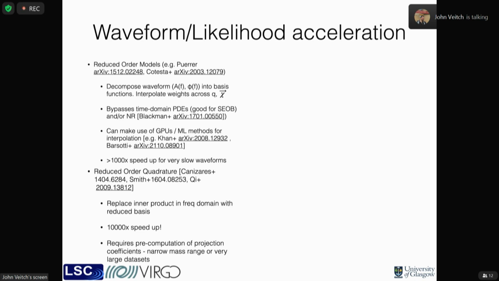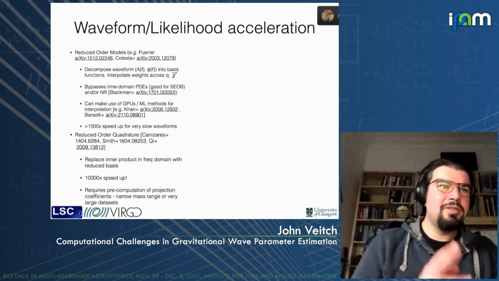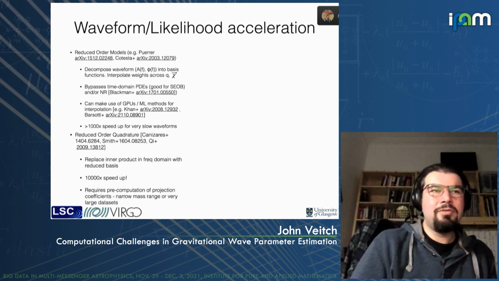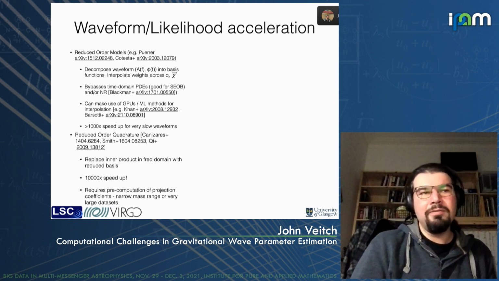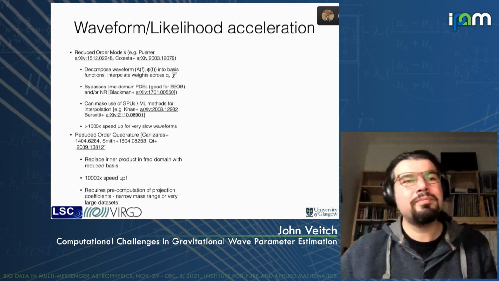And that's even faster than reduced order models, because for reduced order models, you're accelerating the waveform. Reduced order quadrature, you're accelerating the entire likelihood function. You don't have to do the sum over frequency bins at all anymore.